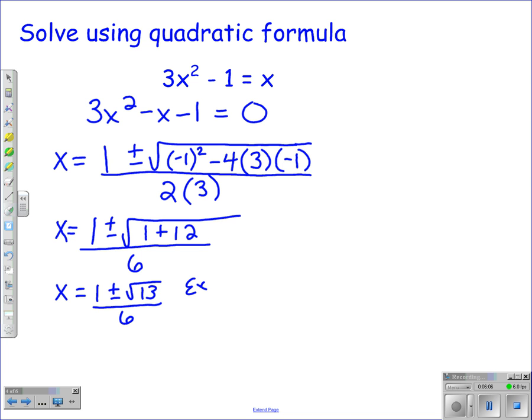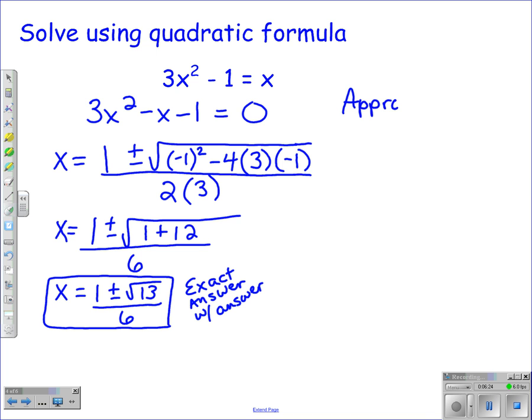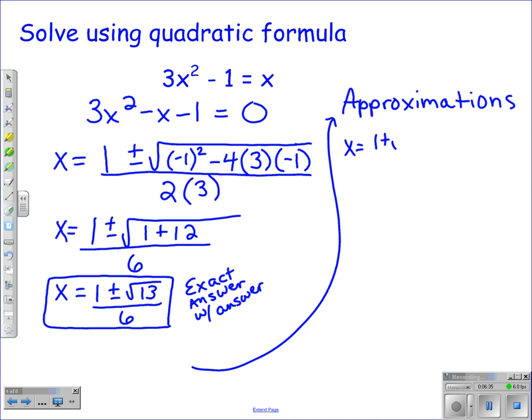Now, this is an exact answer with radicals. If I am asking you on a test for an exact answer with radicals, this is the answer that I want. If I am asking you for approximations as an answer, then I want you to do the following. We'll have x equals 1 plus the square root of 13, all divided by 6, and x equals 1 minus the square root of 13, all divided by 6.